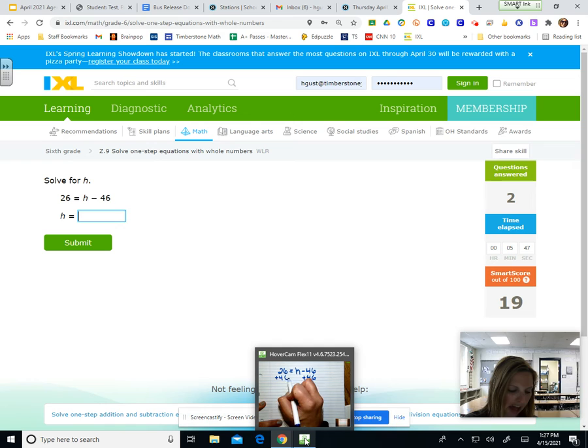You always want to think opposite, okay? To get H on one side by itself, because plus 46 and minus 46, they're like opposites. If you have $46 and then somebody borrows your $46, you don't have any money. If you have $46 and you buy something worth $46, you don't have any more money. They cancel each other out. That's what that means, okay? Because this will give you nothing, and you just have H left over on this side of the equal sign. And then over here, 26 plus 46 is 72.